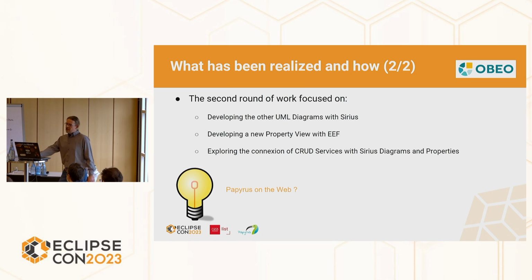Then we did a second step with OBO to focus on developing the other UML diagrams, always with Sirius, of course, and developing a new property view with EEF, and exploring the connection of required services with Sirius diagram and properties. And around this point, at the CA, we started to think about porting Papyrus as a web tool.